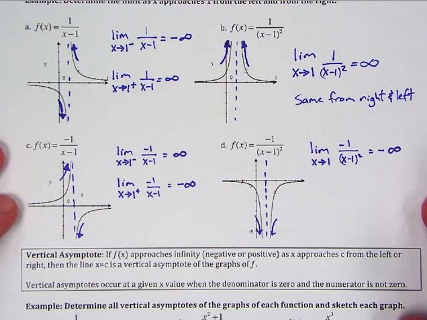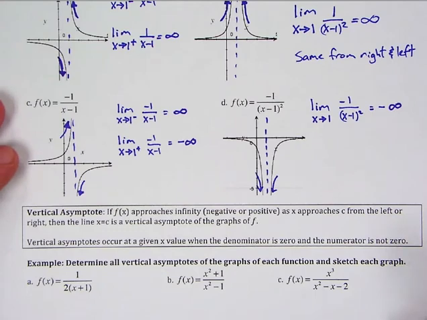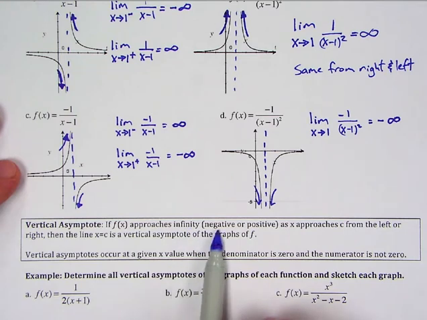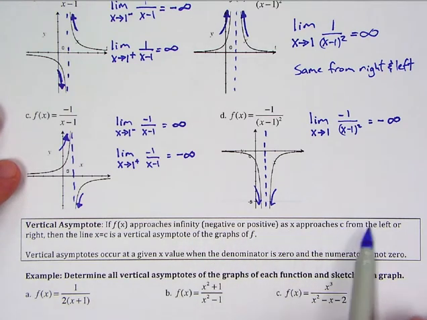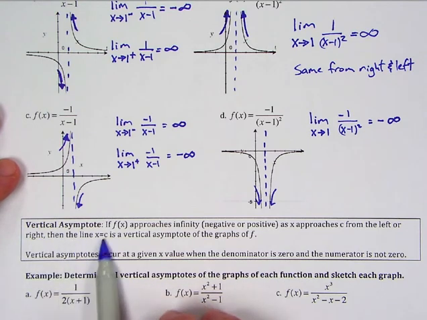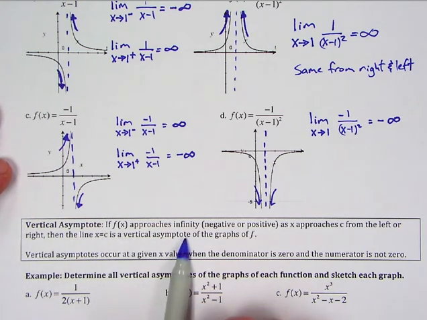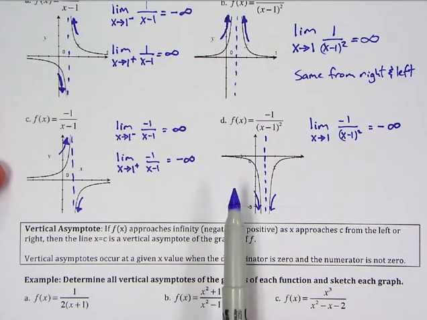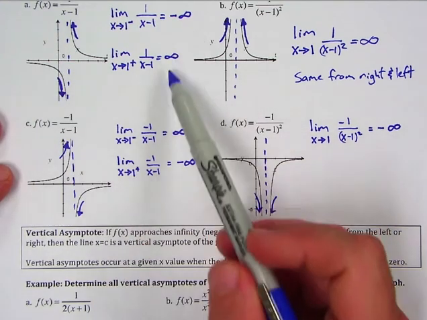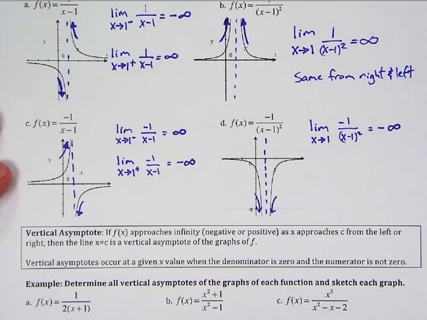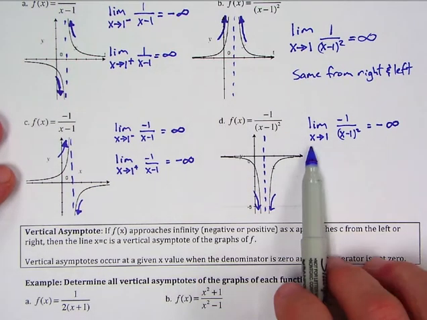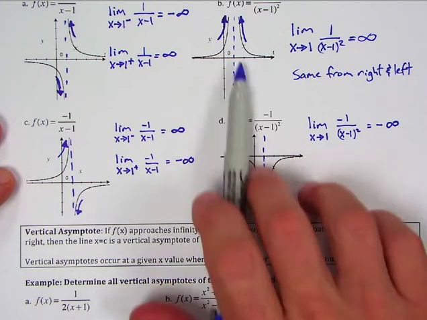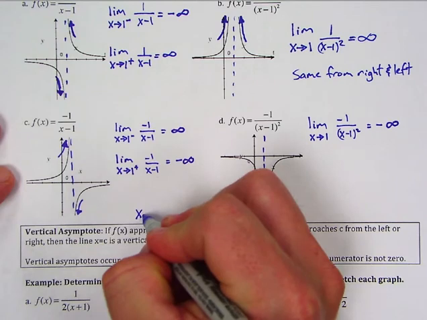So these limits here are going to highlight something called a vertical asymptote. It says if f of x approaches infinity, either negative or positive, as x approaches c from the left or the right, then the line x equals c is a vertical asymptote of the graph of f. Just looking at all of these right here, our limits are all going to infinity or negative infinity as x approaches 1. And so here c is 1. So all of these vertical asymptotes are going to be at x equals 1.